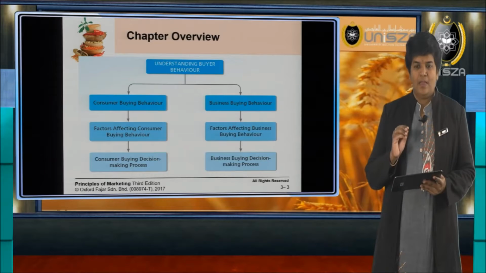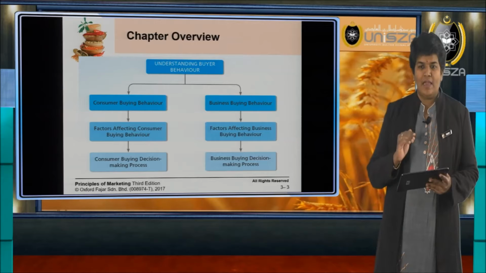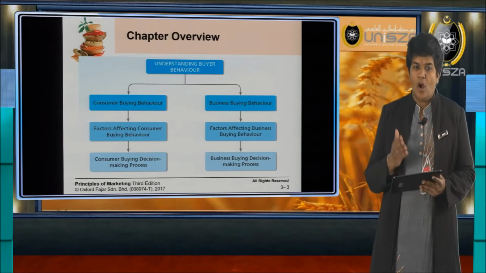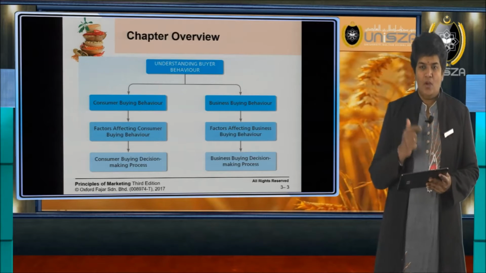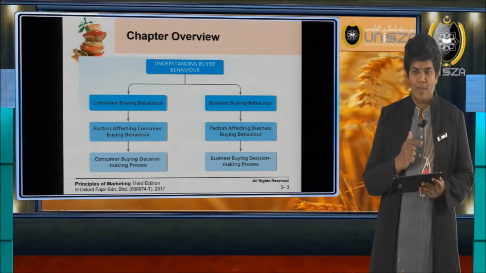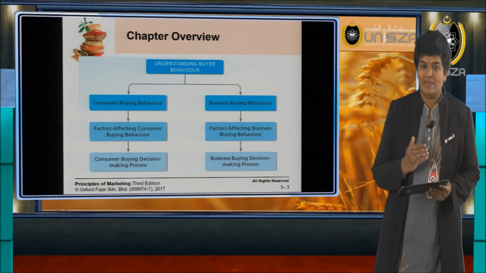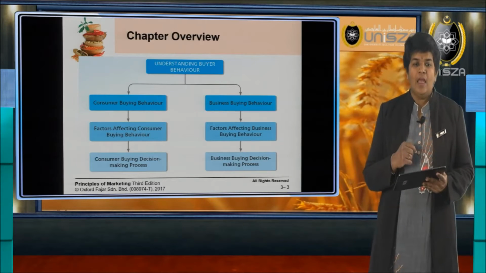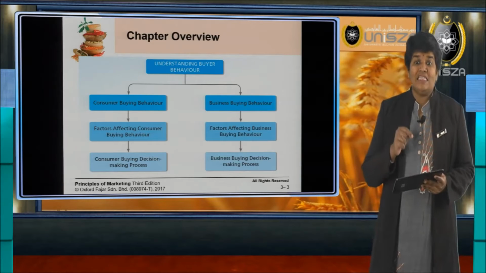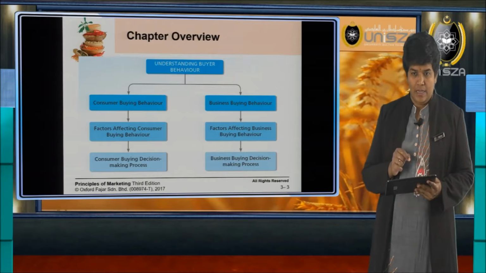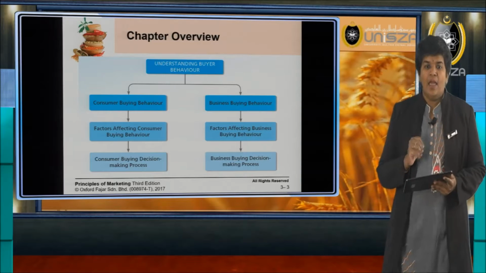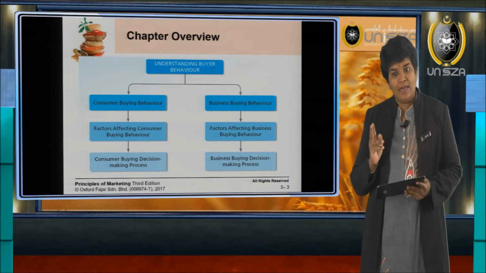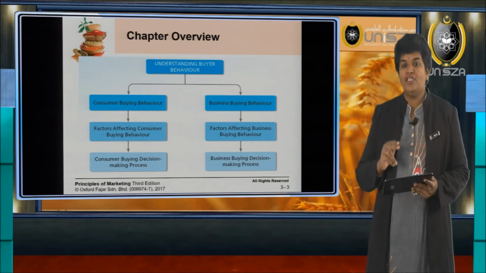To understand them is important so that we can sustain their relationship for the long term. On the consumer buying behavior side, we look at the definition, what consumer buying behavior is, the factors affecting it, and the consumer buying decision making process. On the business buyer side, we will look into business buying behavior, the factors, as well as their buying process plus the decision making process.